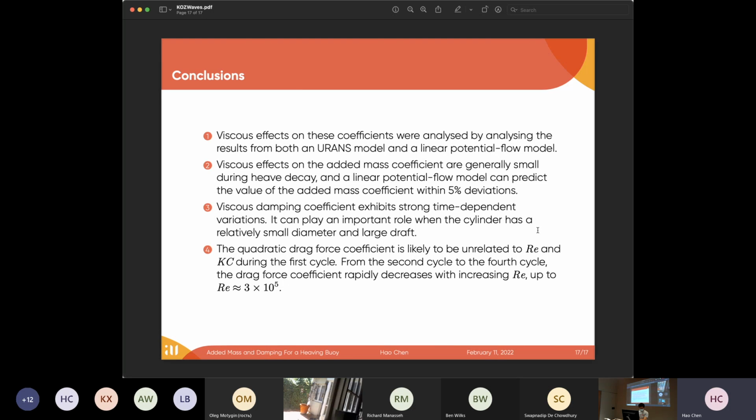And then we see that the viscous effect is obvious when the cylinder has a relatively small diameter and a large draft. And then we transform to the quadratic drag force and look at the relation of Reynolds number to the quadratic drag force coefficient. Okay, so that's all for my presentation. Thank you.